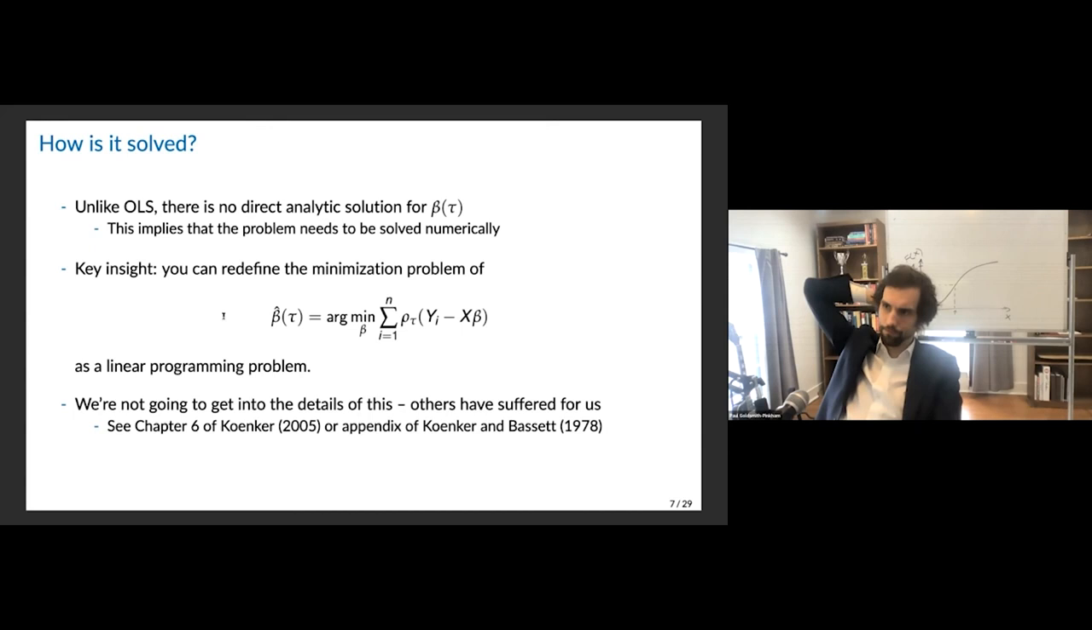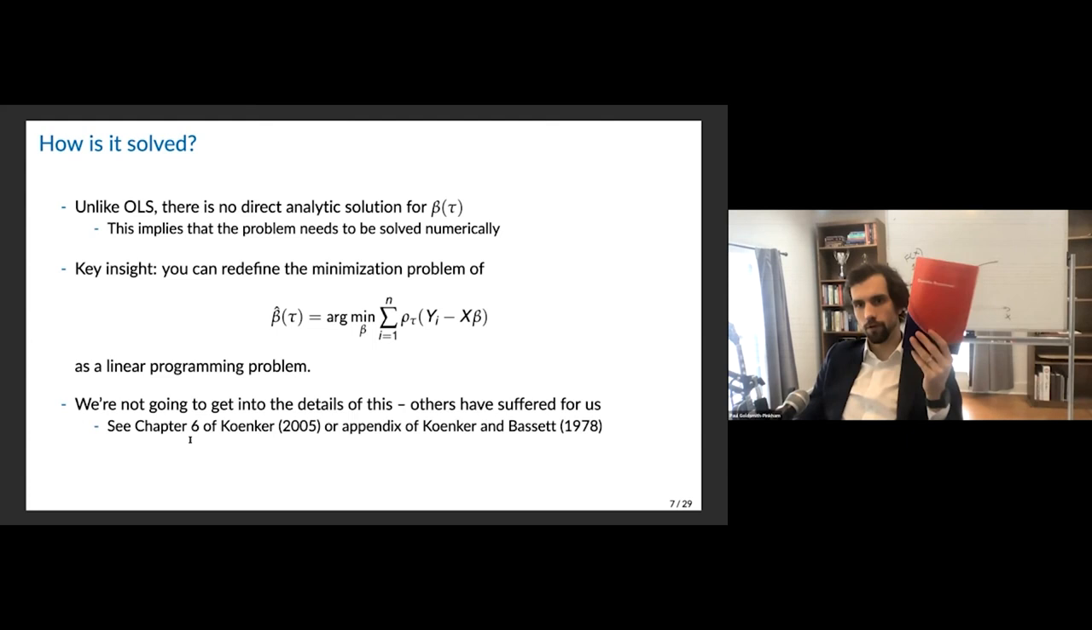Like I said, we're not going to get into the details of this. In my words, others have suffered for us. If you really are interested in the computational aspects, there is Koenker's book. If you end up getting to it, this was my beach read, my third-year summer in graduate school. It's good. It's interesting. There's also Koenker and Bassett's 1978 paper in Econometrica, which also details some very high-level discussion of it.